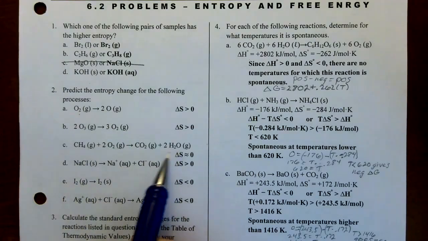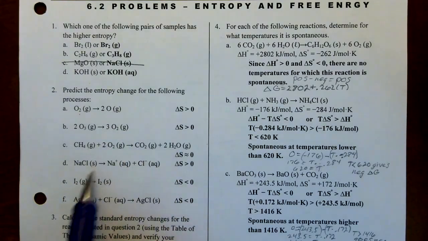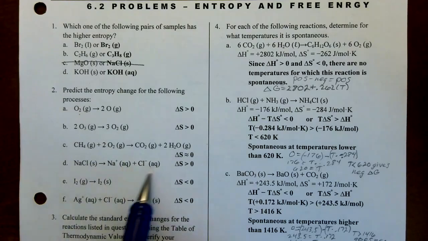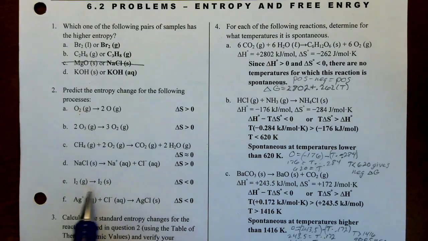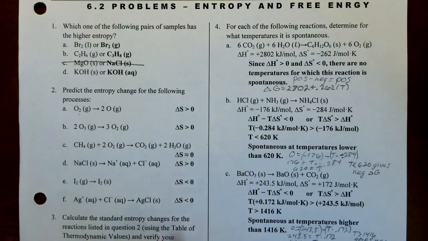3 and 3 gas molecules is kind of a wash. Solid to aqueous is an increase in entropy. Gas to solid is a decrease. And aqueous to solid is a decrease.